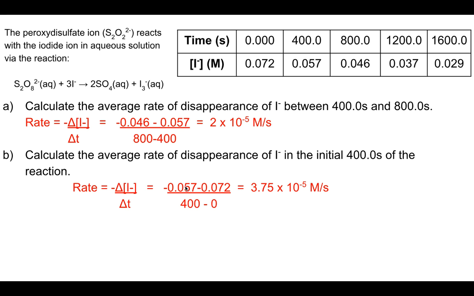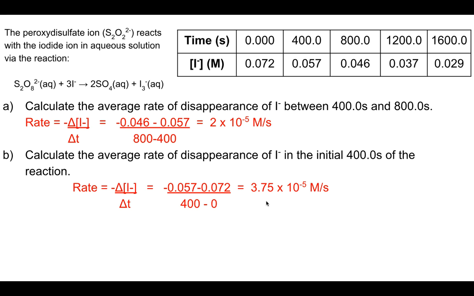So our final time is 400, so that was 0.057 molar. And then our initial time, we started with 0.072 molar. So our rate is 3 times 10 to the negative fifth. So notice that initially this reaction was faster, and that's what we would expect because a higher concentration of reactants means that we're going to have a faster reaction. So this makes sense to me.